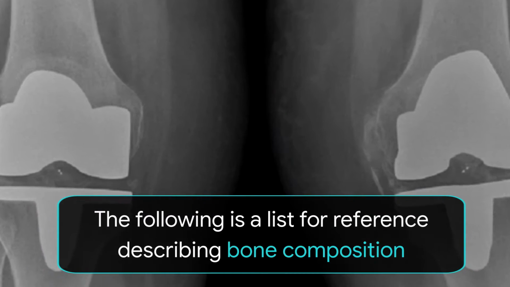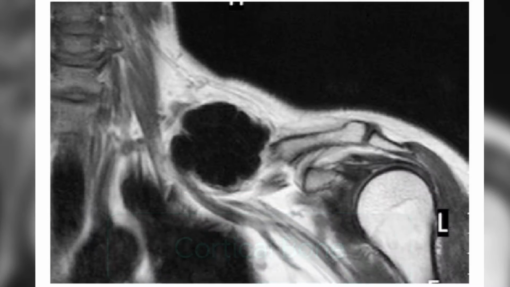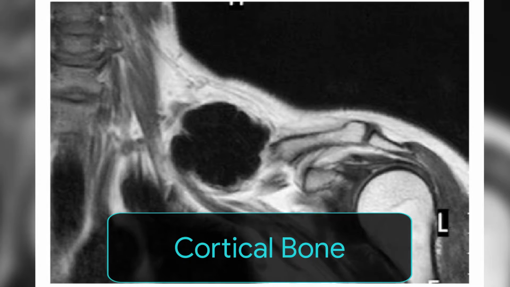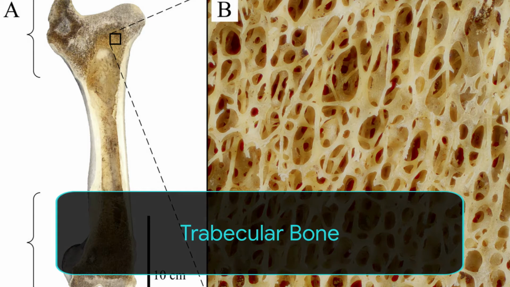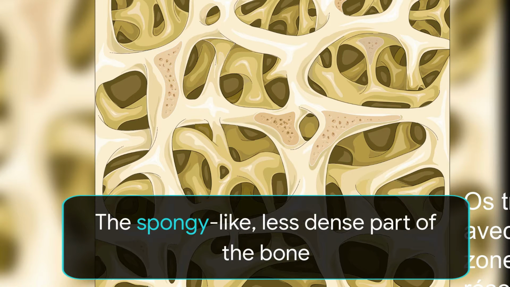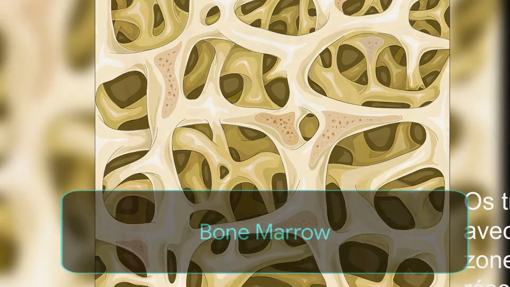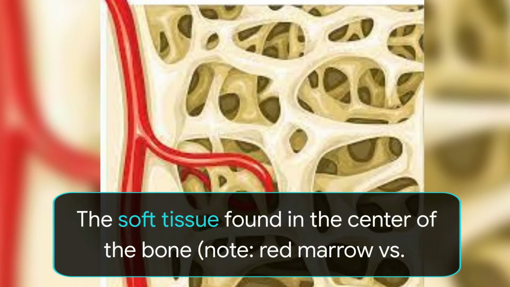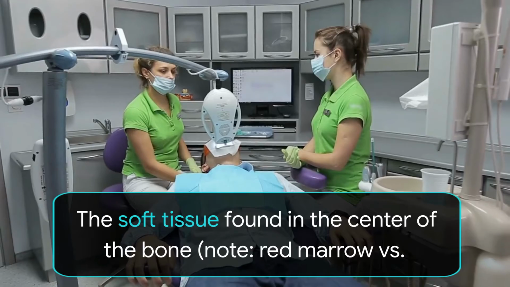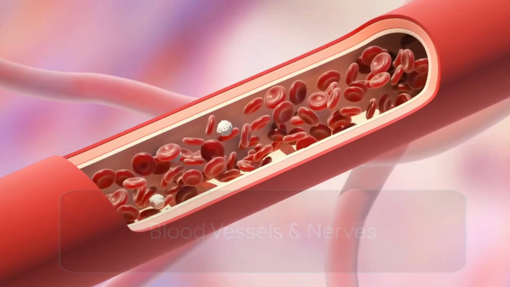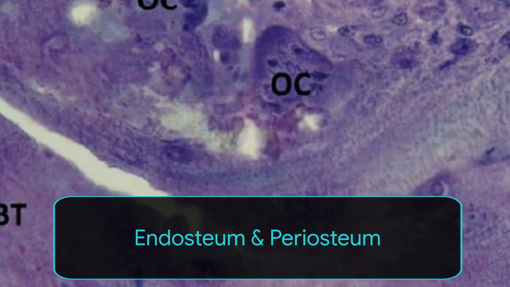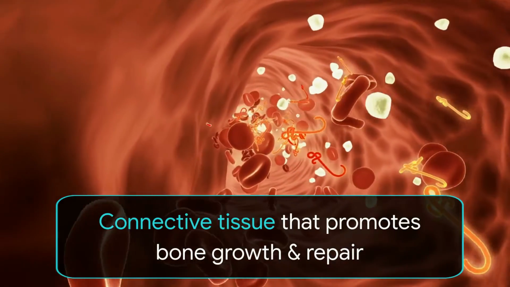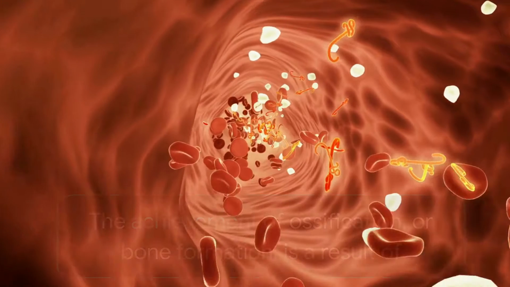The following is a list for reference describing bone composition. Cortical bone, the hard outer layer that makes up the majority of the bone mass. Trabecular bone, the spongy-like, less dense part of the bone. Marrow, the soft tissue found in the center of the bone. Note: red marrow versus yellow marrow. Blood vessels and nerves. Endosteum and periosteum, connective tissue that promotes bone growth and repair.